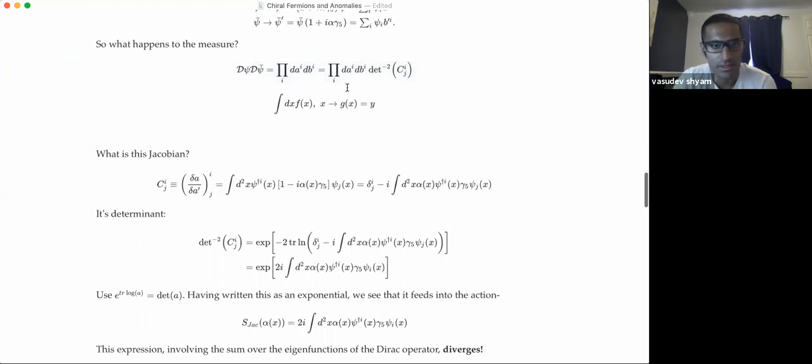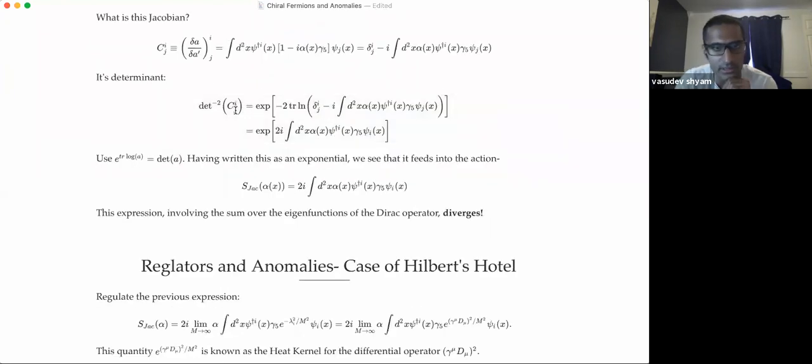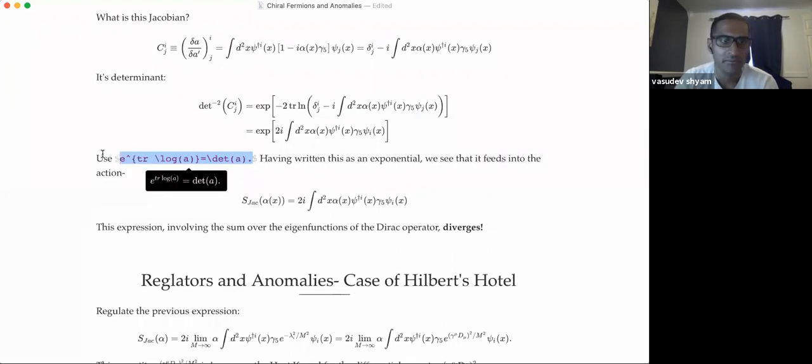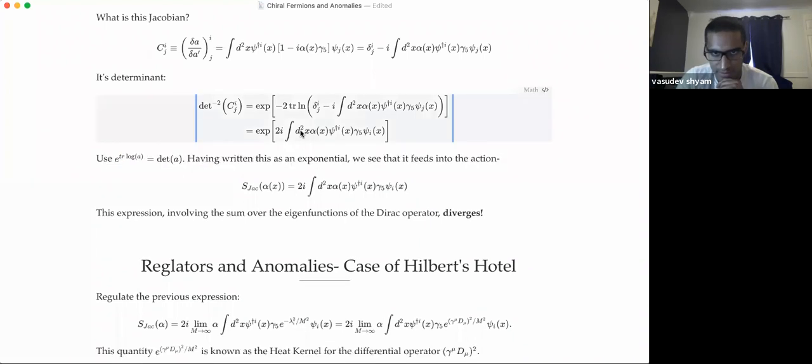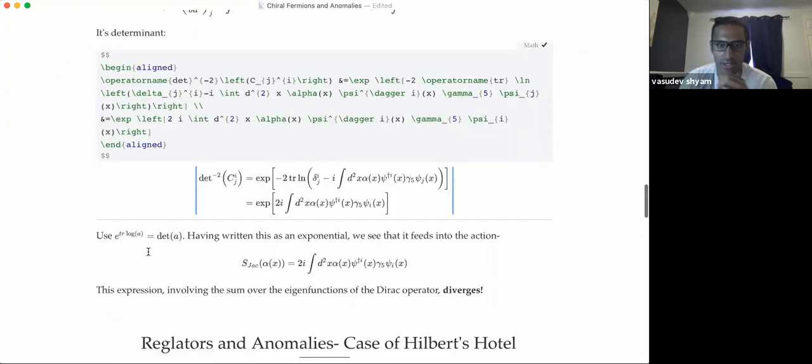So anyway, what you get for this determinant, where you can use this formula relating the determinant to the exponential of the trace of the log, is the following expression. And you might not see it here, but you're actually doing the sum over all of these eigenfunctions. And as such, this is just divergent.